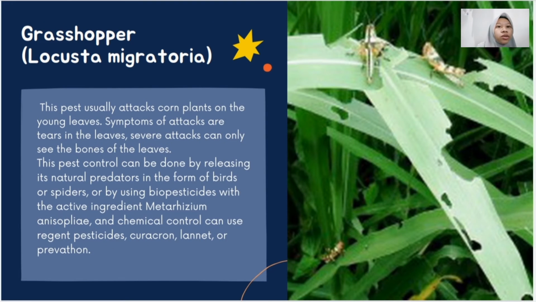The next is the grasshopper, or Locusta migratoria. This pest usually attacks corn plants on the young leaves. Symptoms of attack are tears in the leaves. Severe attack leaves only the veins of the leaves visible. This pest can be controlled by releasing its natural predators in the form of birds or spiders, or by using biopesticides with the active ingredient Metarhizium anisopliae, and chemical control can use pesticides such as Regent, Curacron, Lannate, or Previcur.